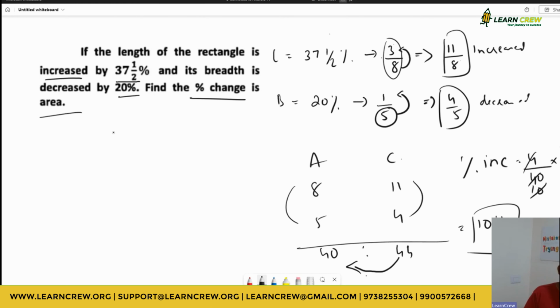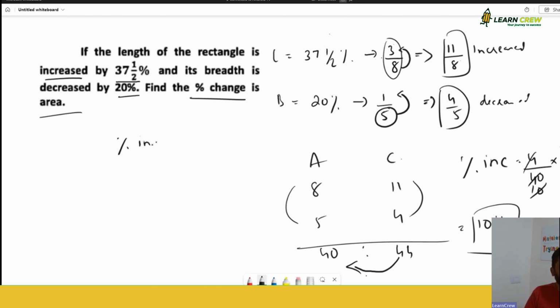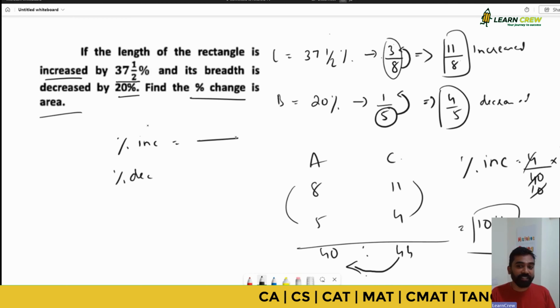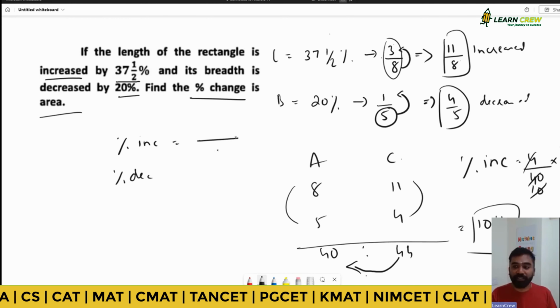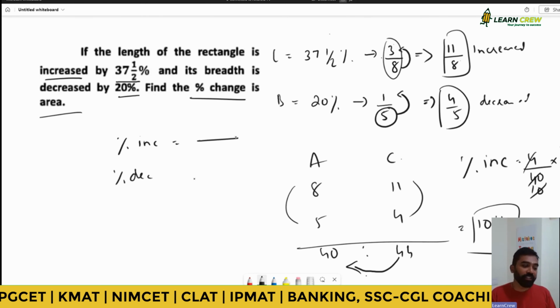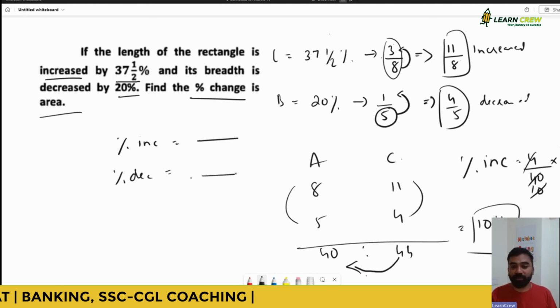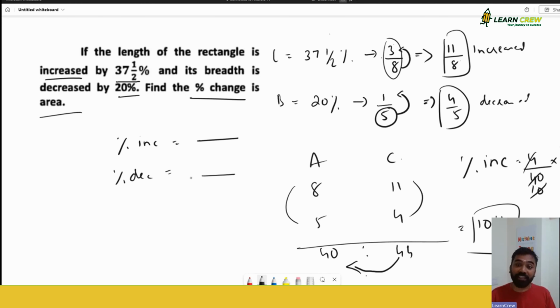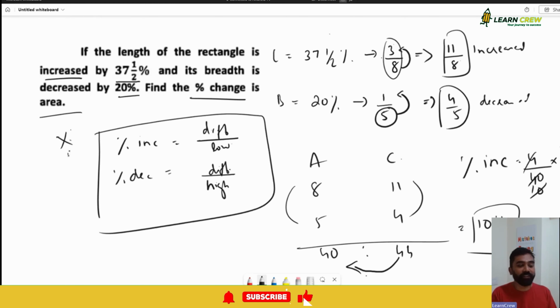So now the basic thing that you should remember is percentage increase and percentage decrease. When there is a percentage increase, will the denominator be the higher one or the lower one? Lower one. When there is a percentage decrease, what will the denominator be? The higher one. In the numerator, it will be the difference. The difference remains this. Very important. Everywhere it will be the same.